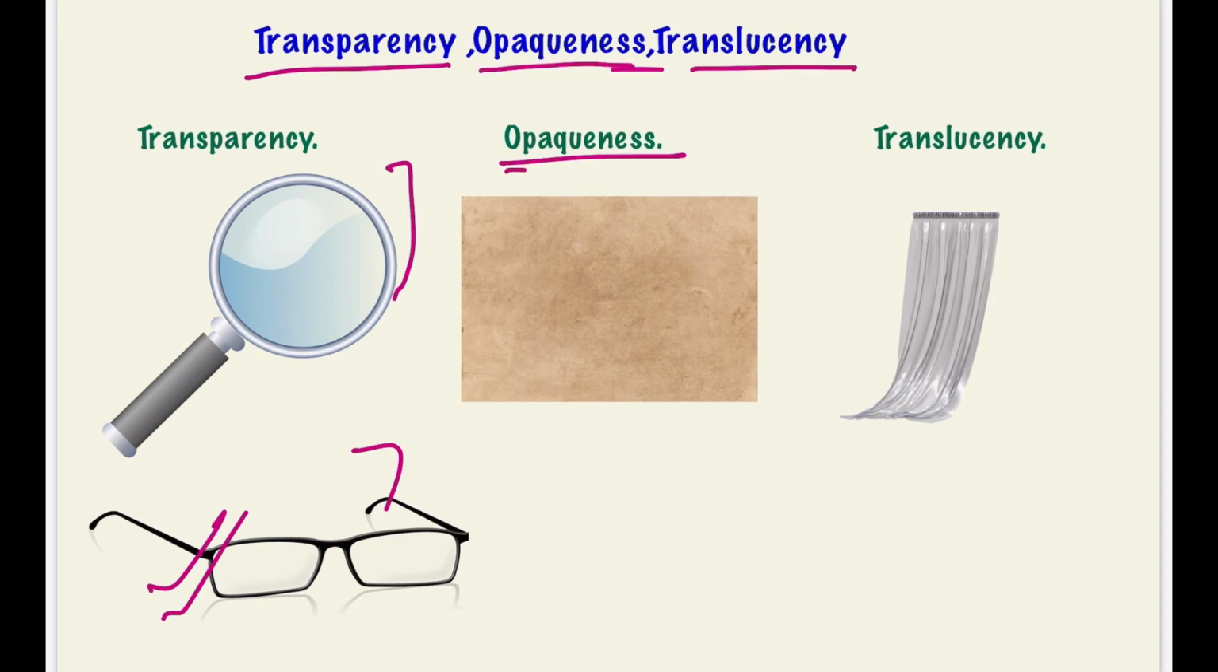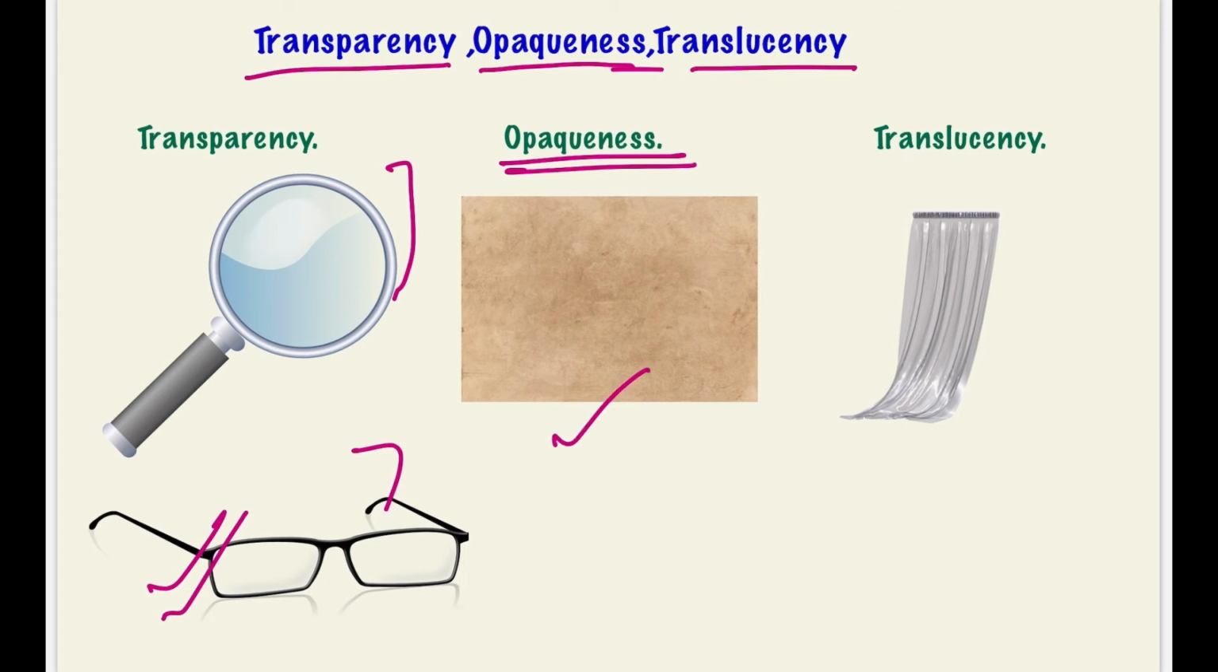Now opaqueness. So what are opaque materials? The materials from which you cannot see anything are opaque materials. Like if you keep a paper on your eye, you cannot see anything. If you keep any cardboard on your eye, you cannot see anything. So materials from which you cannot see anything are opaque materials.